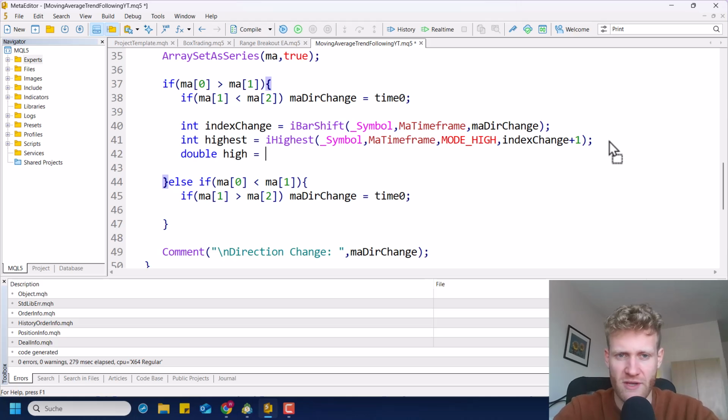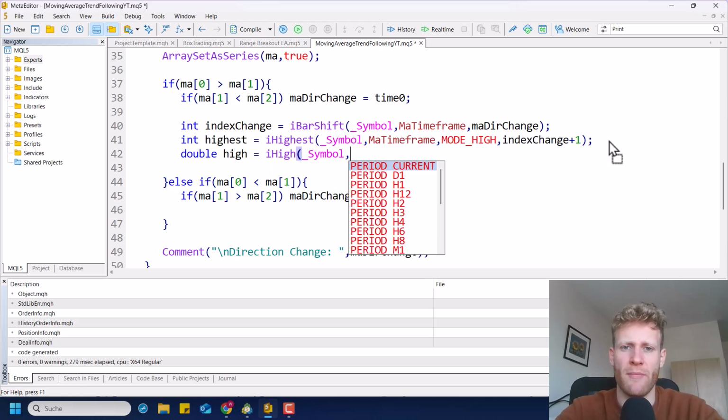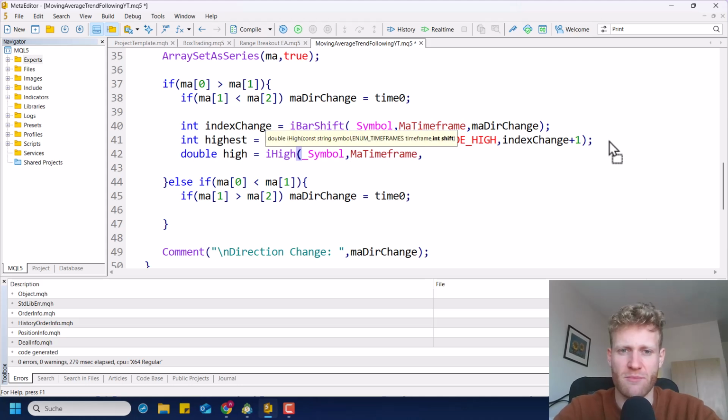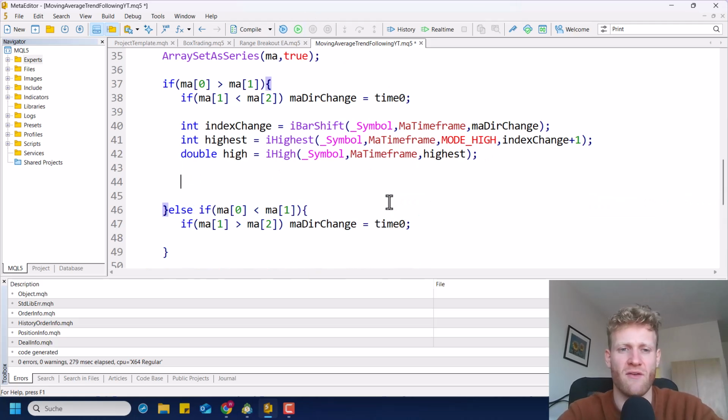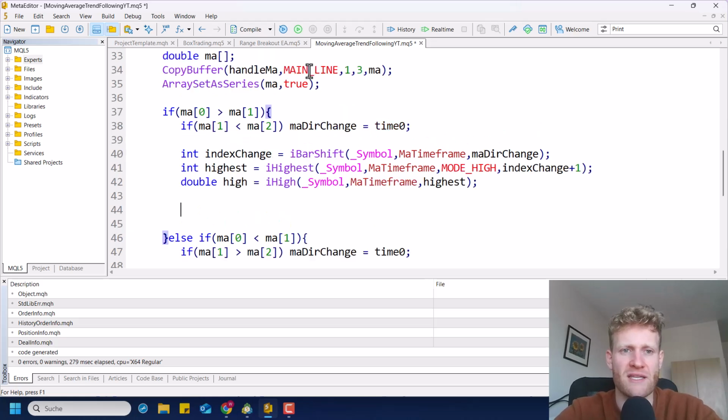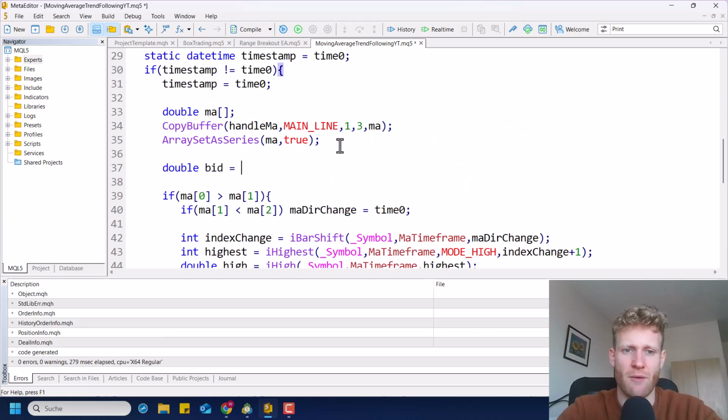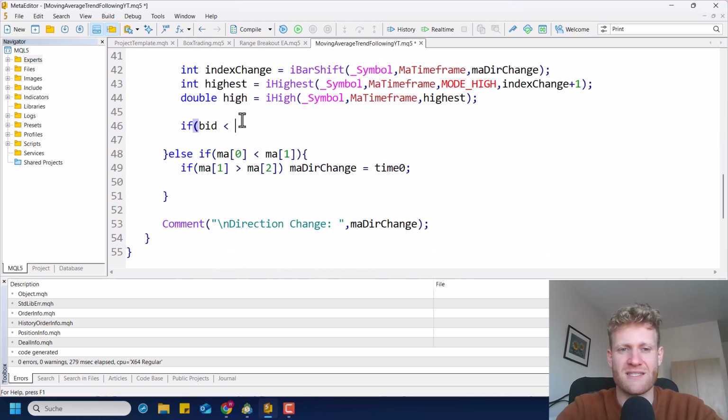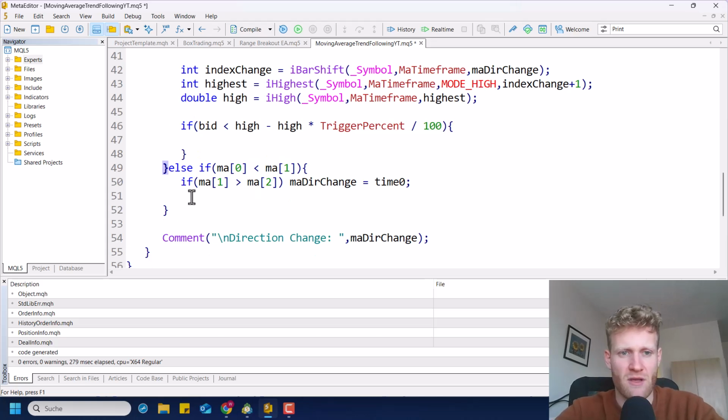The price is something we have to get using the iHigh function now. But it's very simple because we just use everything as we did before, and the shift is now the highest. That's it. This should get us the high price. So what we now have to do is check if the current bid price, and let's get the current bid price up here, SymbolInfoDouble bid, is smaller than high minus high multiplied with trigger percent divided by 100. So this is our trigger now.